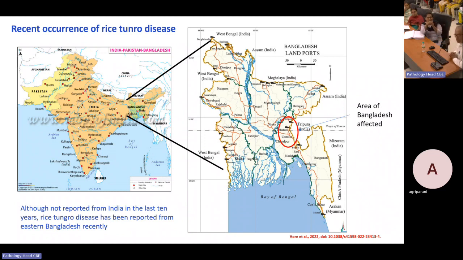So these things can spread. In the last 10 years there has been no report of RTBD or rice tungro disease in India, but it has been reported recently in this publication. In fact, I even interacted with the Bangladeshi scientists. They did most of the work again in Philippines, but the material they collected from these places, Comilla and that place, which is adjacent to Tripura. Comilla is hardly 30 kilometers from Agartala. So these things can spread. So we have to be vigilant. It's not that the virus has disappeared.